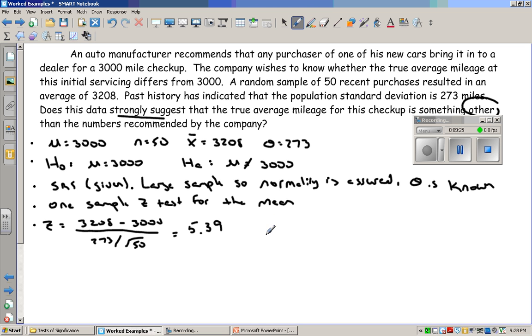Now that's a big z-score, so that means it's pretty far away from the mean. So if you picture what this is looking like, here's our mean of 3,000. And with that big of a z, we're looking at way out here and also way out here, right? Because it's both sides. It's both sides because it's not equal instead of being greater than or less than. So we're looking at both sides.